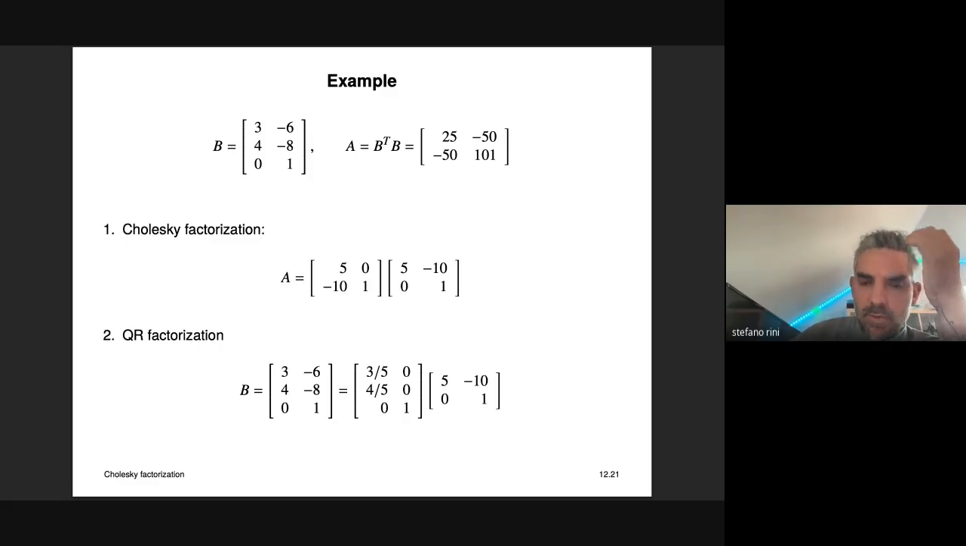So let's see some example here. We go for a tall matrix. I'm trying very hard not to say fat matrices because it discriminates against people. So I hope I stop saying fat matrices and say wide matrices.